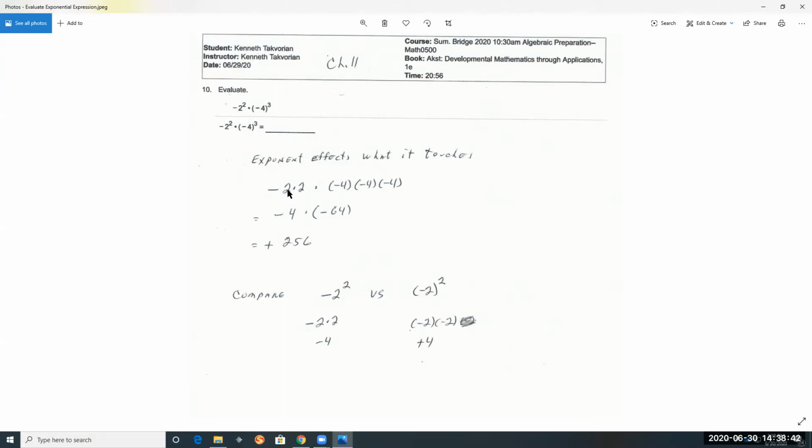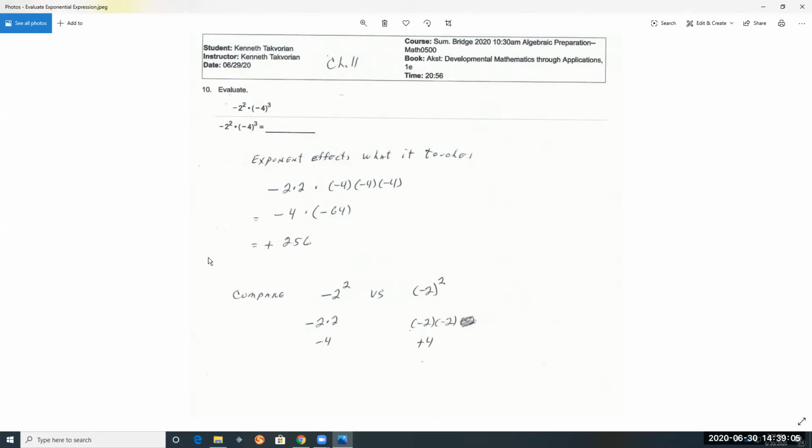So it's minus 2 times 2. The cube is touching the parentheses, so we repeat the parentheses, minus 4 times minus 4 times minus 4. This gives us a minus 64. This, of course, is minus 4 for a total product of positive 256.